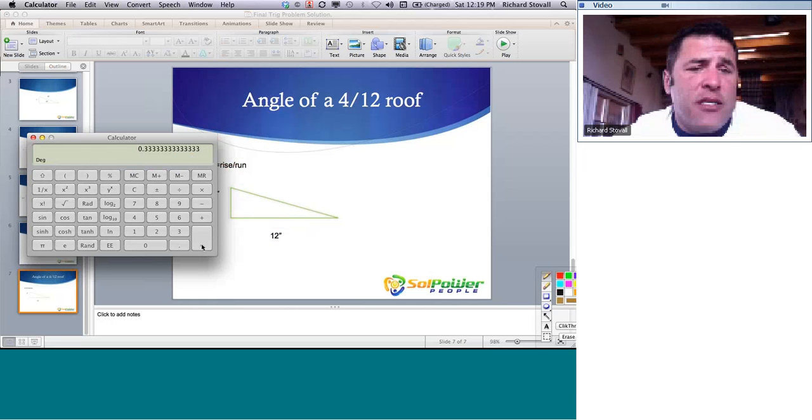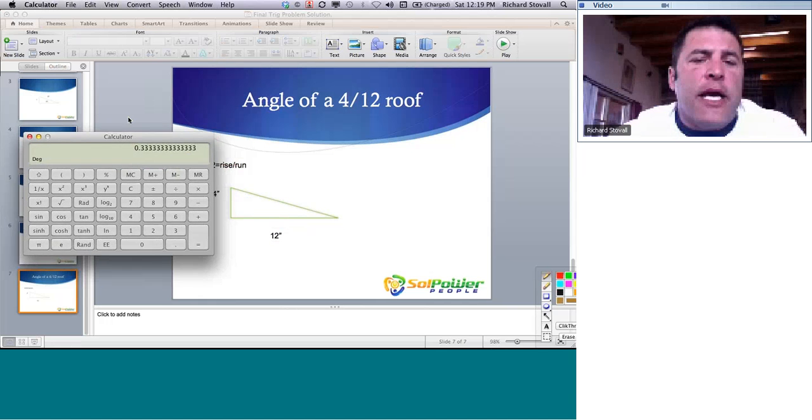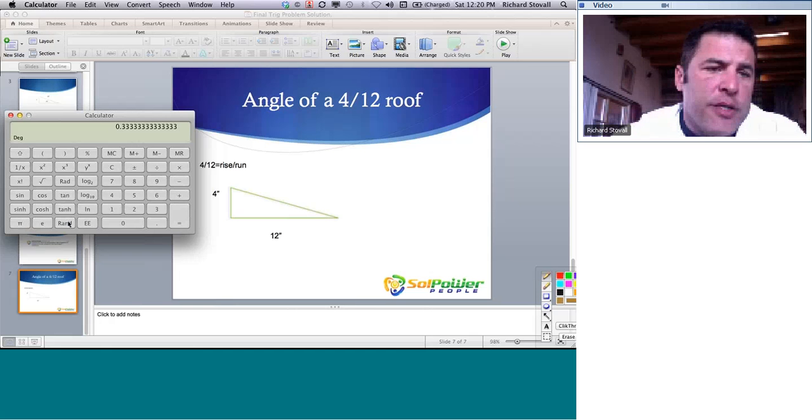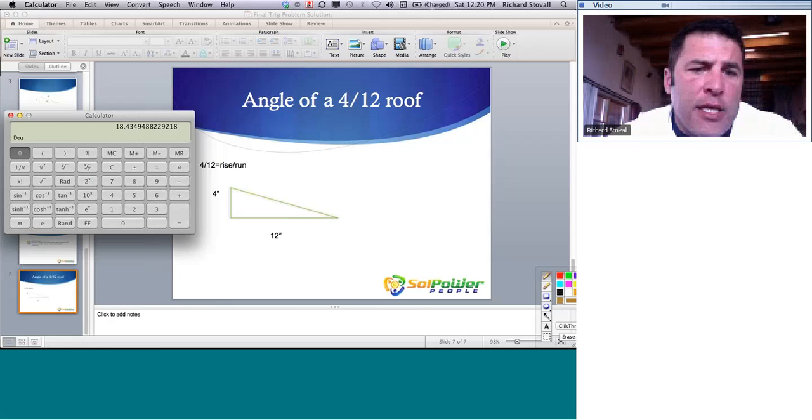So that is the actual tangent of the angle theta, 0.3333. Now, to translate that into an actual angle degree, we use the arctan function, okay? So the arctan function requires that we do a shift and use the tan to the negative 1. So the pitch of this roof is 18.4 degrees, okay? That is our roof pitch.